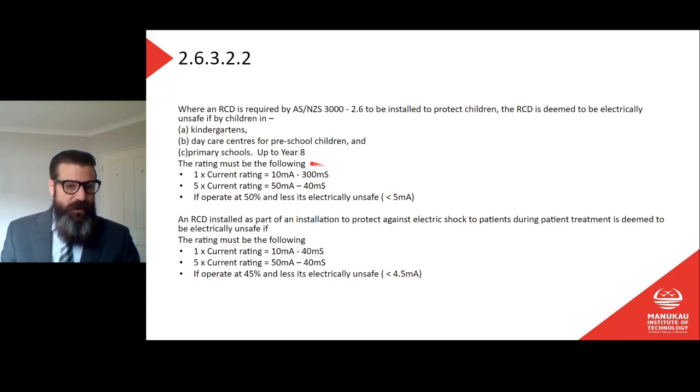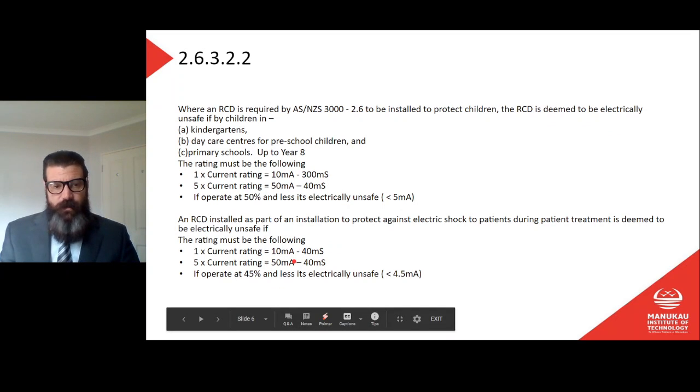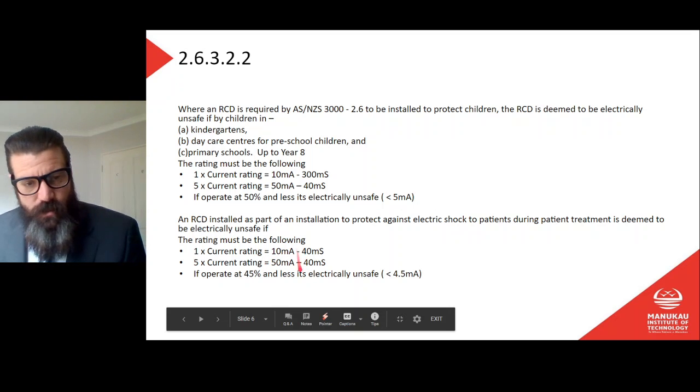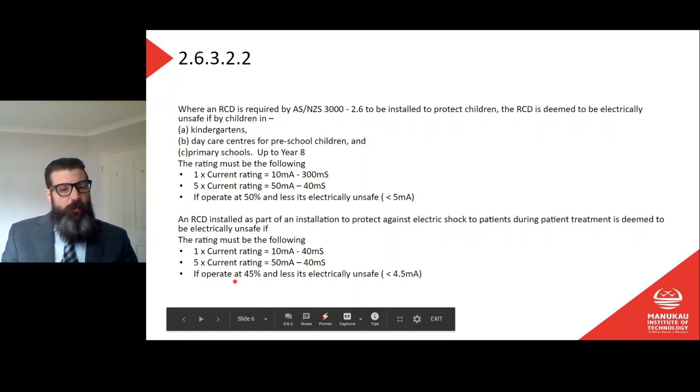Note the difference here. In child areas, 300 milliseconds at the rated current. In a patient area, it's 40 milliseconds at the rated current, 10 milliamps. It's also 40 milliseconds at 5 times the rated current, so slightly more stringent in the medical areas. If it operates at 45% or less, it's electrically unsafe, so if it operates at 4.5 milliamps, that is not allowed.